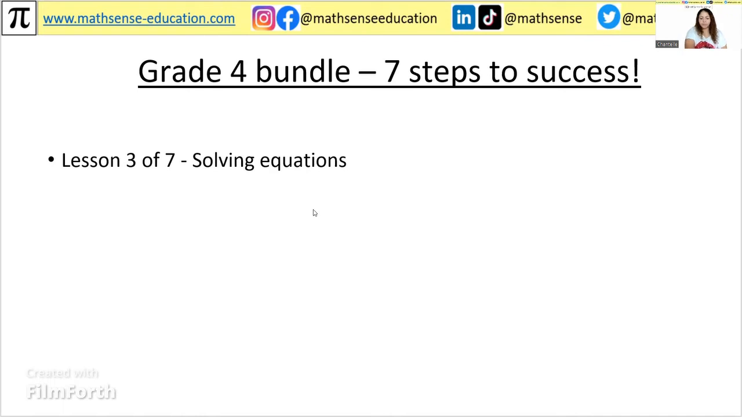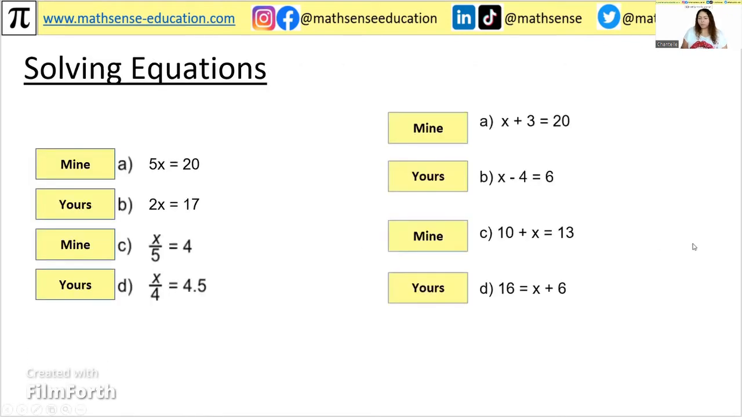Lesson 3, solving equations. We're going to start with some simple one-step equations. If I take question A as an example, 5x is equal to 20. In other words, 5 lots of something is equal to 20. In order to find out what that something is, I need to do the inverse operation, which is to divide by 5 on both sides. 20 divided by 5 is 4, so x equals 4.